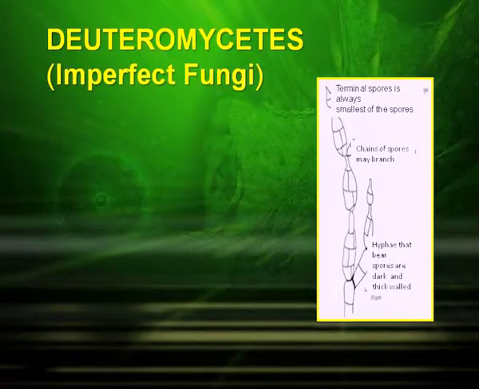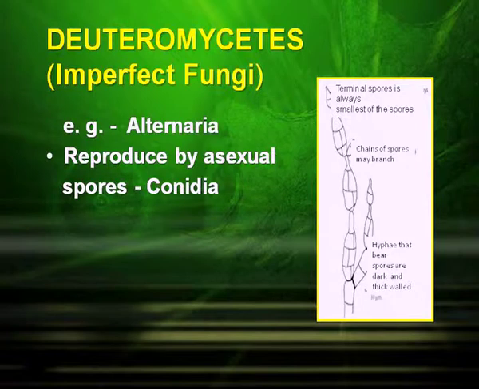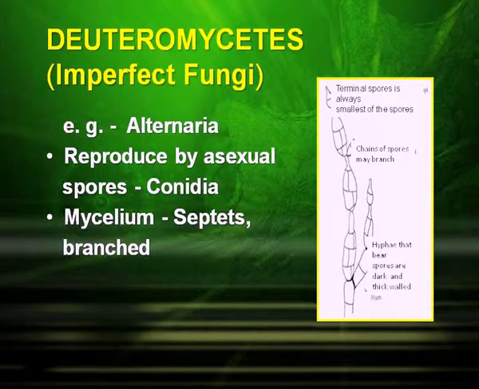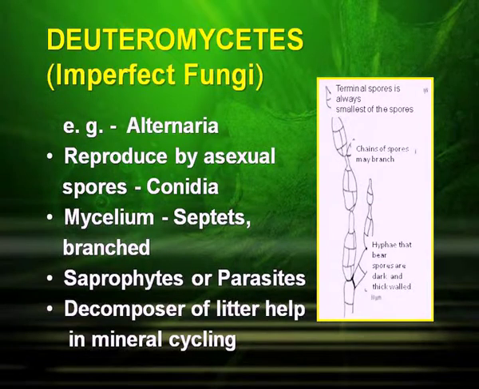Deuteromycetes. It is also known as imperfect fungi. Example, Alternaria. They reproduce by asexual spores called conidia. Their mycelium is septate and branched. They may be saprophytes or parasites. They are the decomposers of litter and help in mineral cycling.